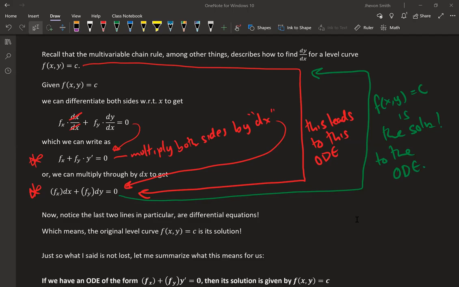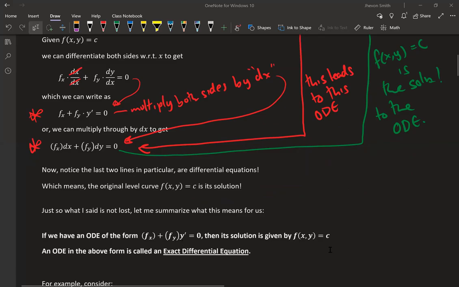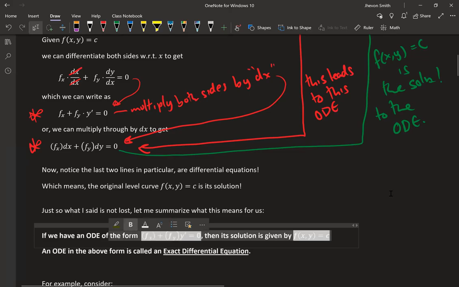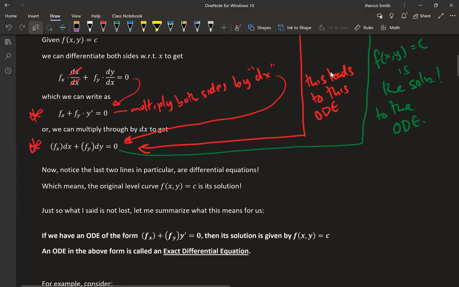So it turns out that this equation, starting with f of x comma y equals c, we can lead to this differential equation, which is another way of saying that the solution to this differential equation is the equation f of x, y equals c, right? Going by the definition of the differential equation and its solution, that must be true. Okay, so what does this mean for us? Just to summarize, if we have an ODE of this form, then its solution is of this form. That's the main takeaway that I want you to get here.